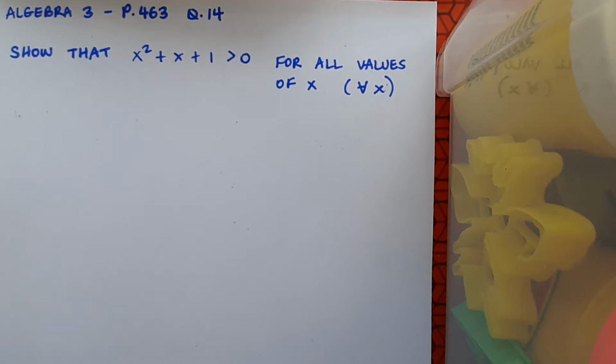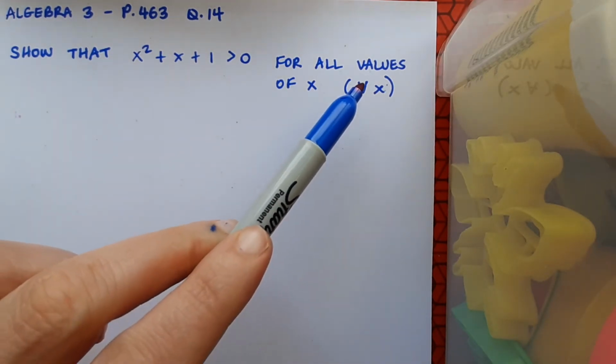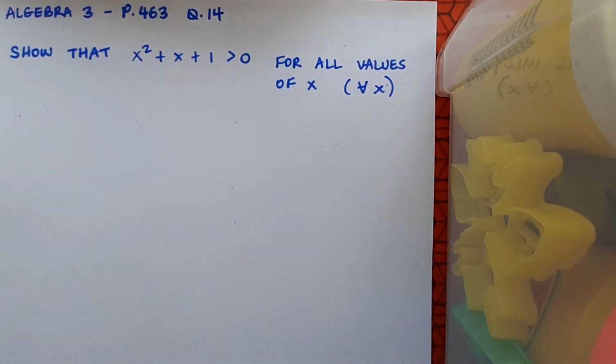This is a solutions video for Algebra 3, page 463, question 14. The question says, show that x squared plus x plus 1 is greater than 0 for all values of x. And here's just a nice little bit of notation at the end. This symbol here, the upside down A, just means all values.